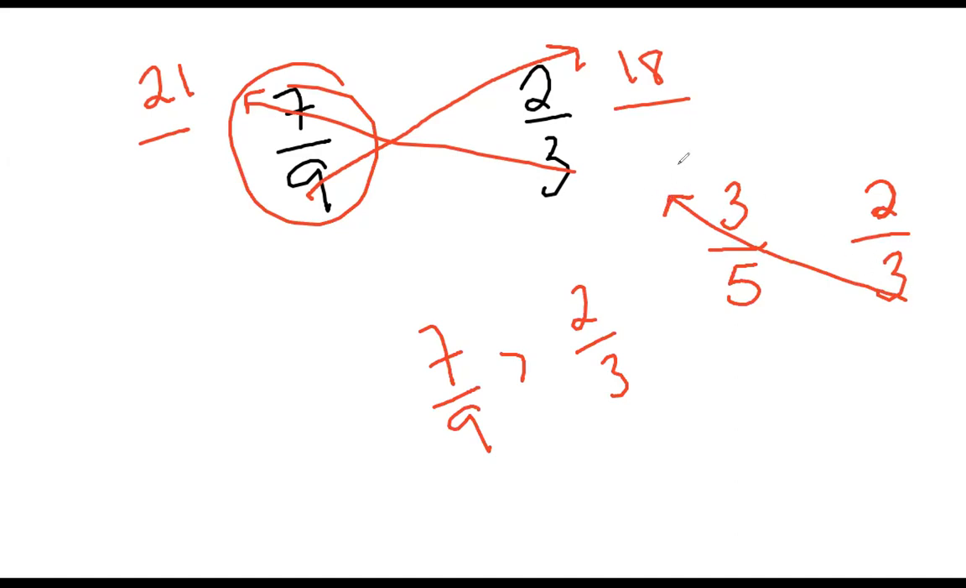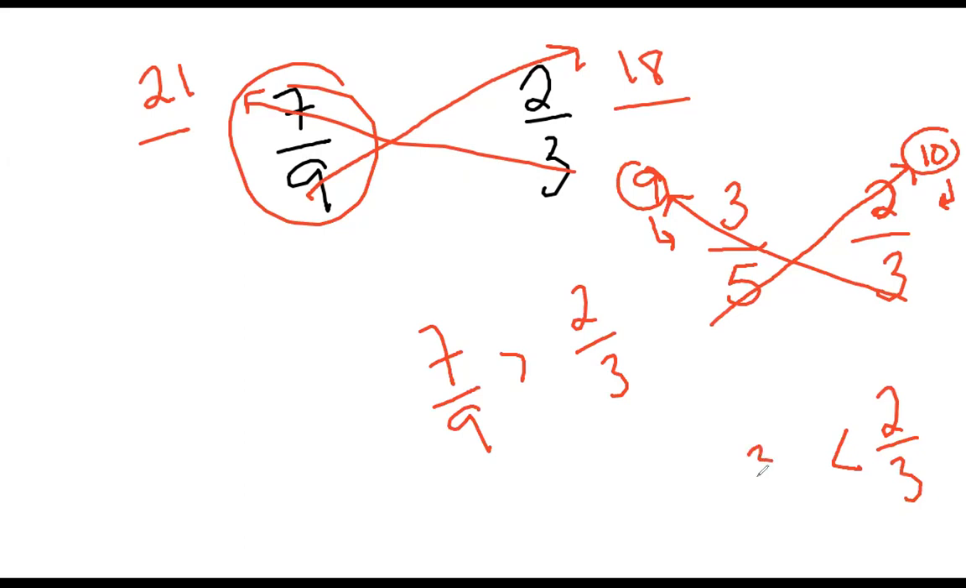So what's 3 times 3? 9. Okay, and now I do the other bottom to top. So what's 5 times 2? 10. The value on the right is for the fraction on the right. The value on the left is for the fraction on the left. Which number is bigger, 10 or 9? 10. So 2/3 is greater than 3/5.